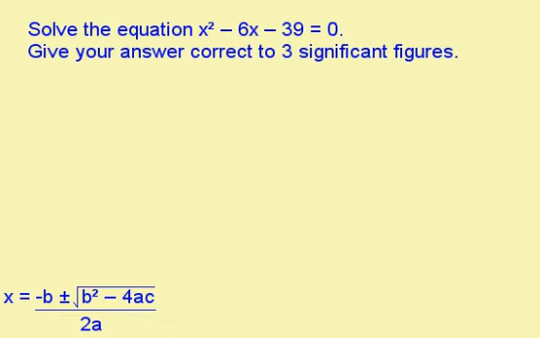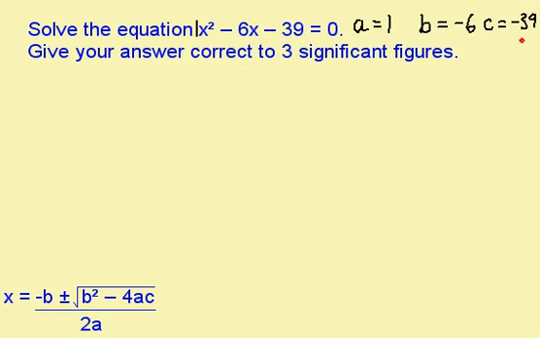To solve this equation, the first thing I need to do is work out what a, b and c are. So a is the number in front of x squared, which in this case is actually 1. B is the number in front of x, which is minus 6. C is the constant, which is minus 39.